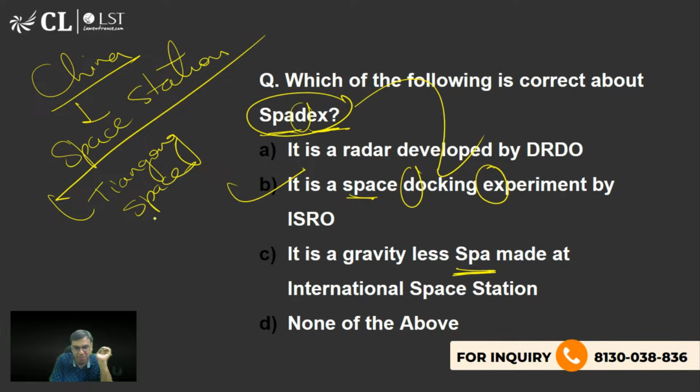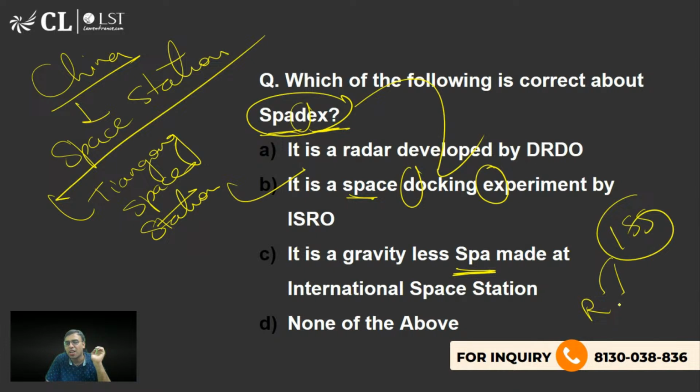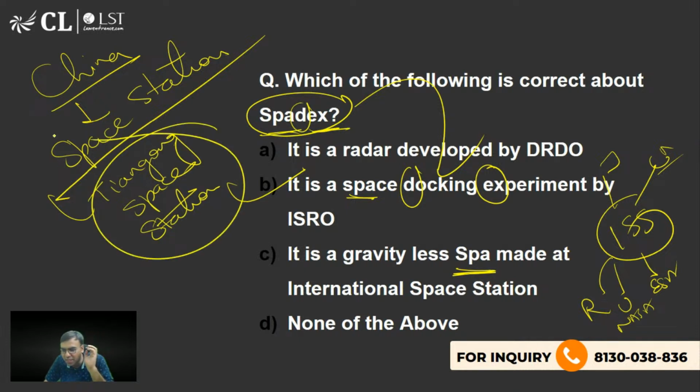Please remember it. The International Space Station, ISS, is made by Russia, US NASA Space Agency, then European Space Agency, then Japan, and I think Canada also. There's one more space agency. So 4 or 5 have made it together. But China, on its own, is making its own Tiangong space station. I think they have completed some portion also.